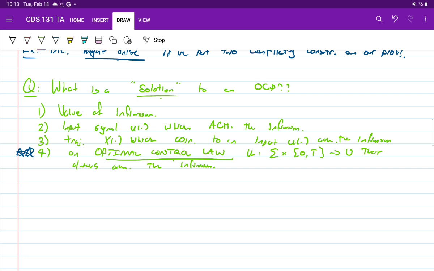Maybe we're just interested in the optimal value, which is the value of the infimum. Maybe we're not interested in the optimal value, but rather an input signal which achieves that value. Okay, maybe we're more interested in the trajectory, or finally, point 4, which is what we're going to focus on today. Maybe we're interested not in the solution to an optimal control problem for a single initial condition, but rather in finding a closed-loop optimal control law that solves this problem across the entire state space. Okay, so let's put some formal definitions down for each of these, and then we'll talk in more detail about how we obtain each one.